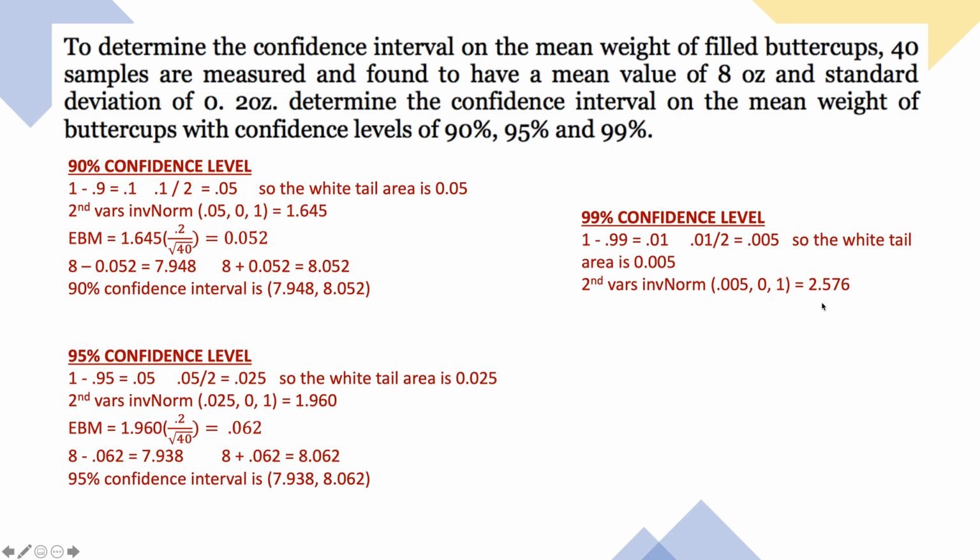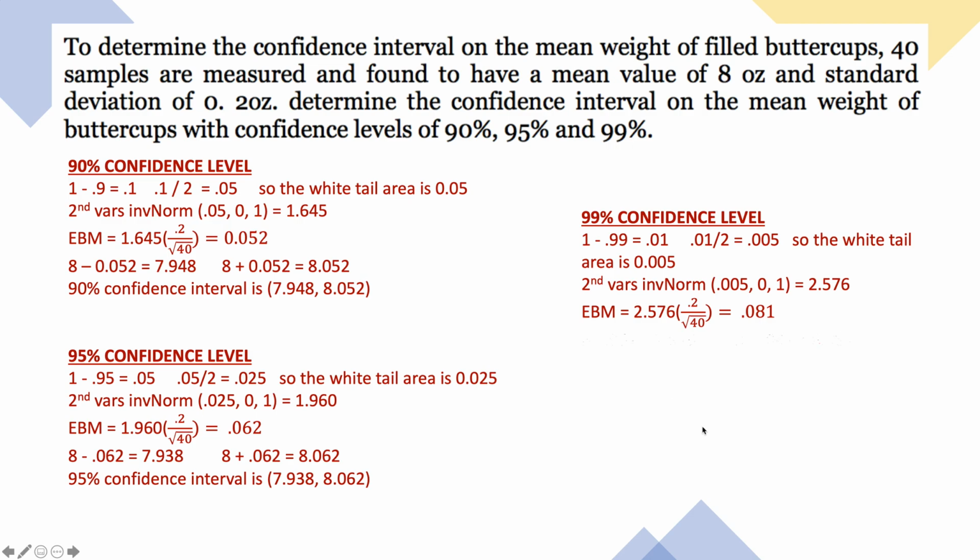All right, now I can calculate my error bound. 2.576 times, again, it's the same thing, standard deviation over the square root of the sample. So 0.2 over square root of 40, and I calculate that. Again, it's pressing numbers. The magician finds second var's inverse norm, the magician finds what the buttons pressed on the calculator comes to, and you get 0.081. Now you get back to work.